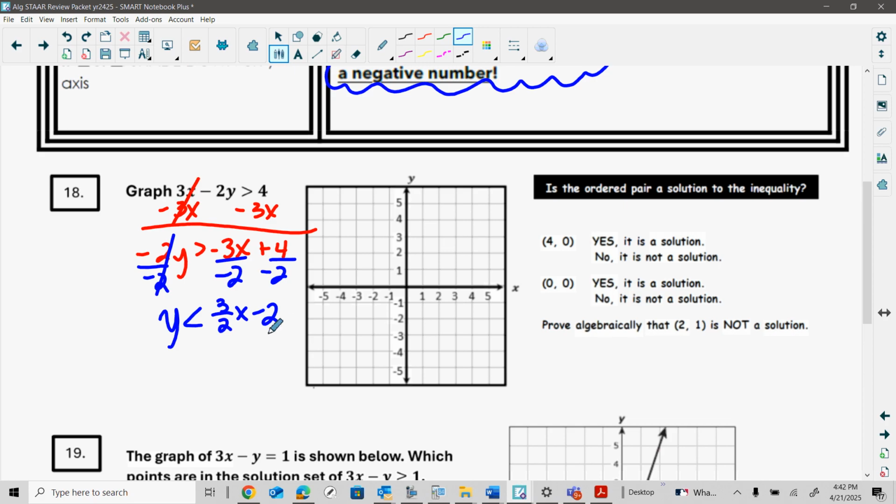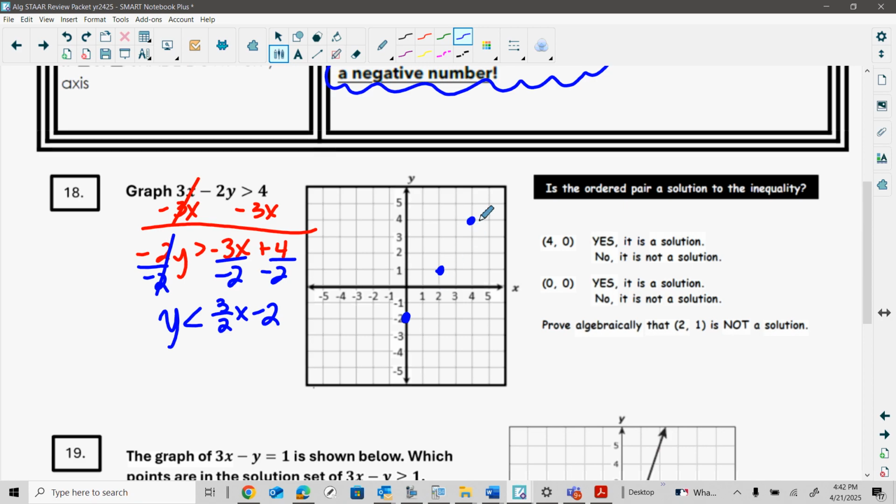So we start with the y-intercept, which is, what is our y-intercept? Yeah, negative 2, so put a point there. Then we move using our slope, which is 3 over 2. So we move up 3, 1, 2, 3 to the right 2. Just repeat that.